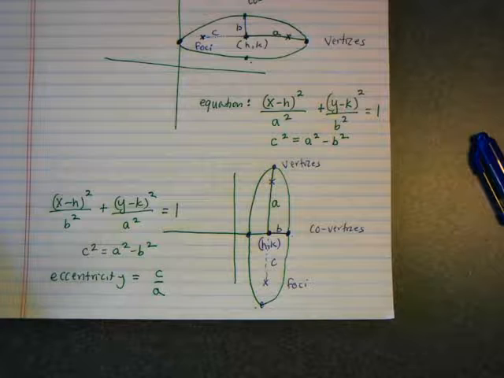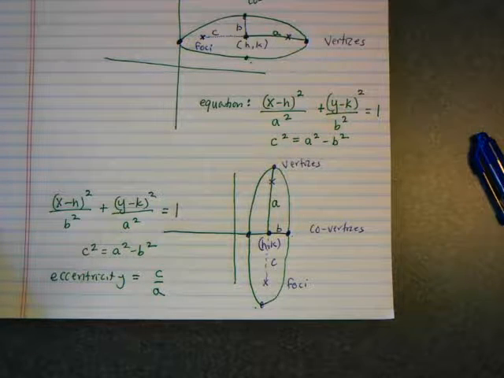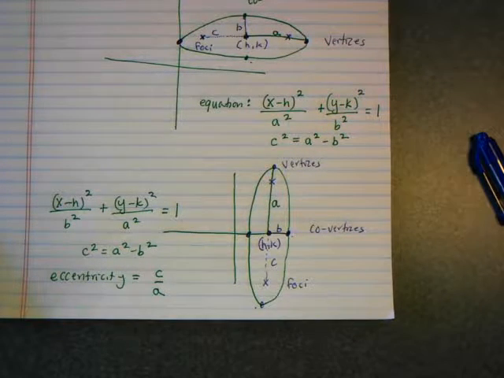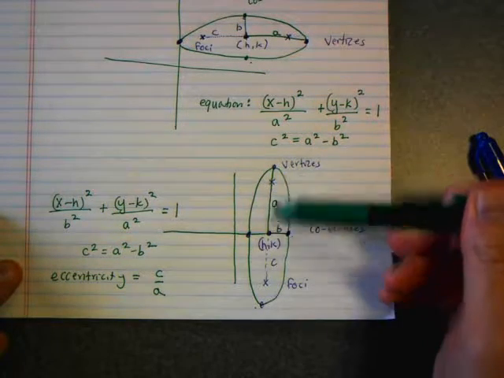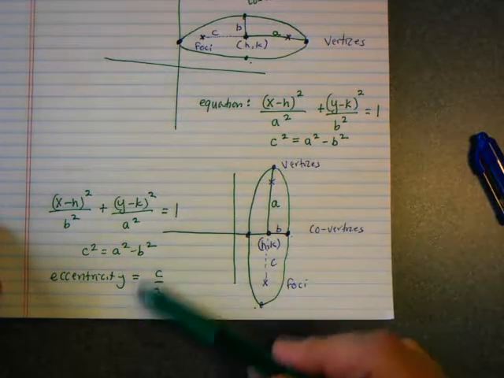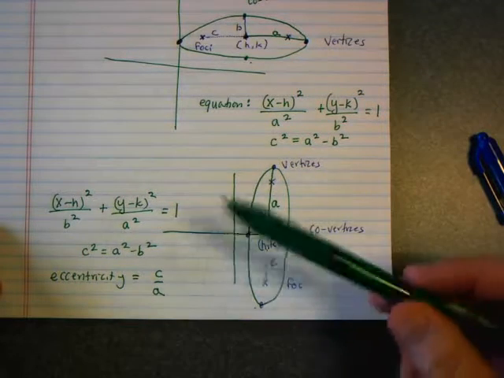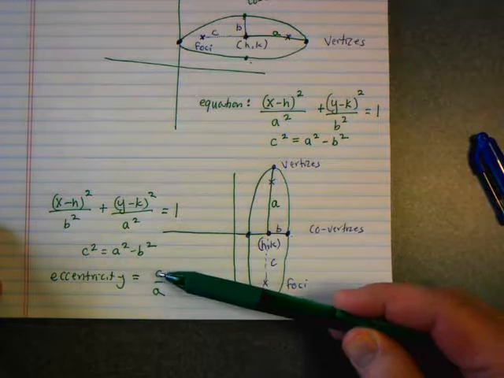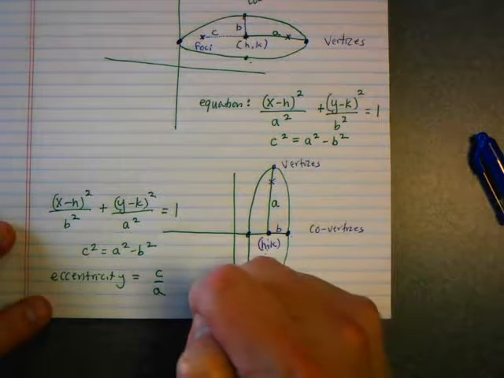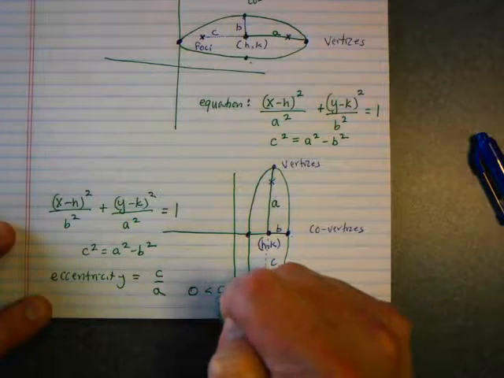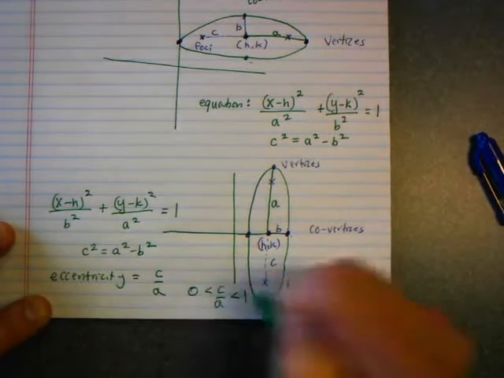But C is smaller than A. How come C is smaller than A? Because A is that length. C is always this length. So this number always has to be positive. But A is always bigger than C, so what else does that tell you? It's always going to be less than 1. So the eccentricity is always a number between 0 and 1.